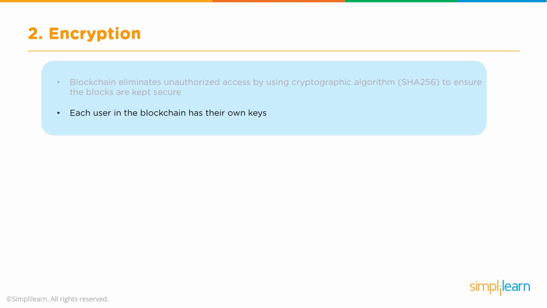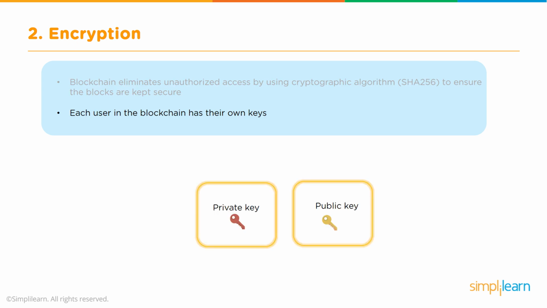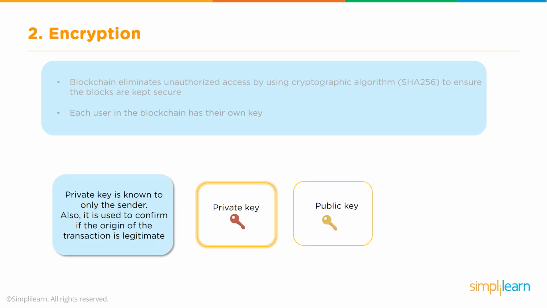Each user in the blockchain has their own keys. So any user who onboards a typical blockchain network is always provided with two sets of keys. One is private, one is public. The private key is known only to the sender. Also, it is used to confirm if the origin of the transaction is legitimate.